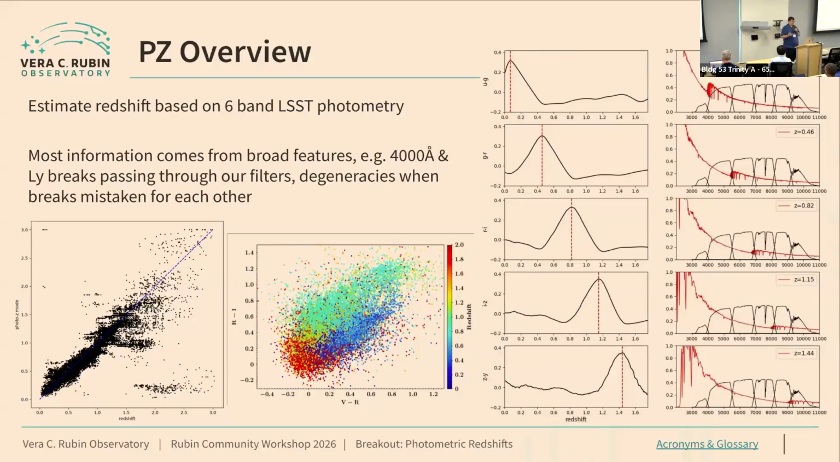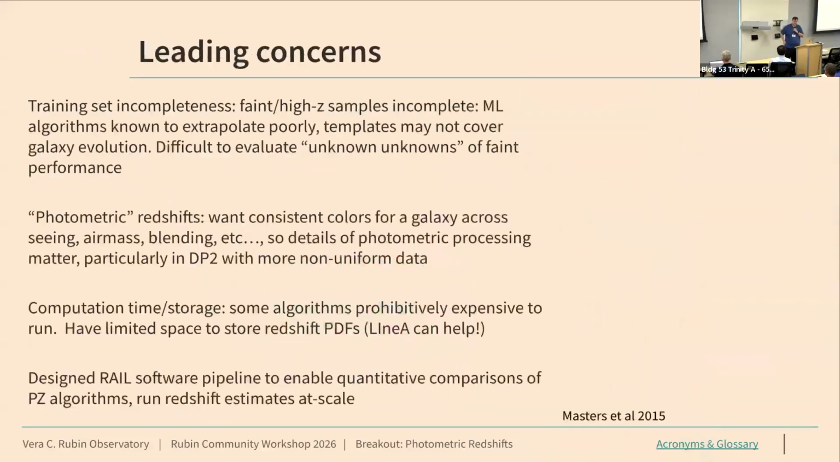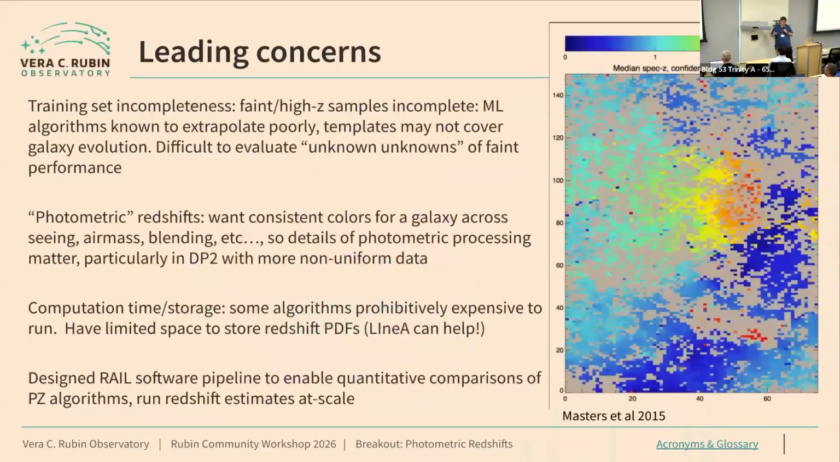So that's roughly what we're trying to do. It's not an easy problem. It's not a solved problem. Otherwise, we wouldn't have a session here. And it's extra hard because we have deeper data than any survey has ever had before now. So in this session, we're going to talk about some of the things that are still concerns about redshifts.